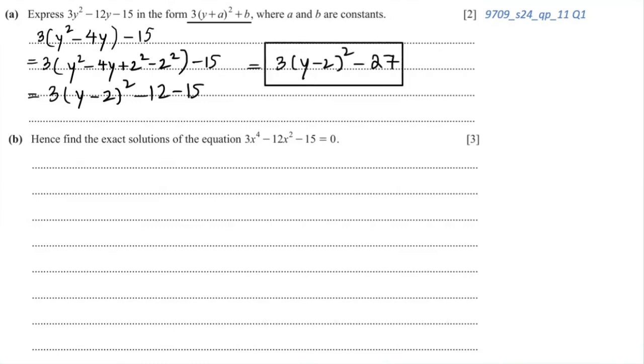Okay, they are saying hence find the exact solutions of the equation. Now, when they say hence, it means you have to use your previous part. So now I'm going to use my previous part, and there is another change. You can see that all my y's are now x's, but the y is being switched with x squared. So I can use the previous form, but instead of y, I can substitute 3(x squared minus 2) squared minus 27. I hope you get the idea.